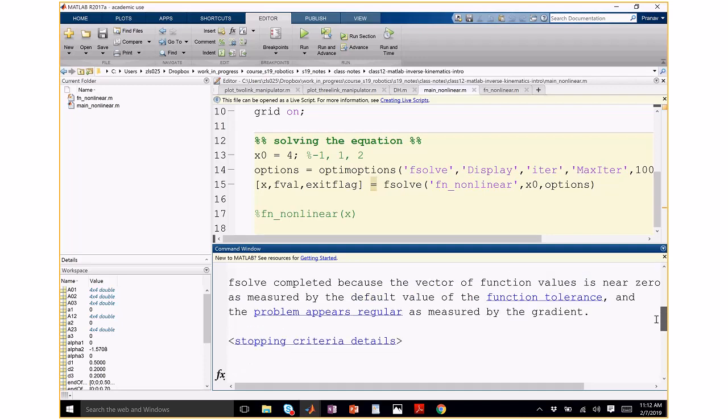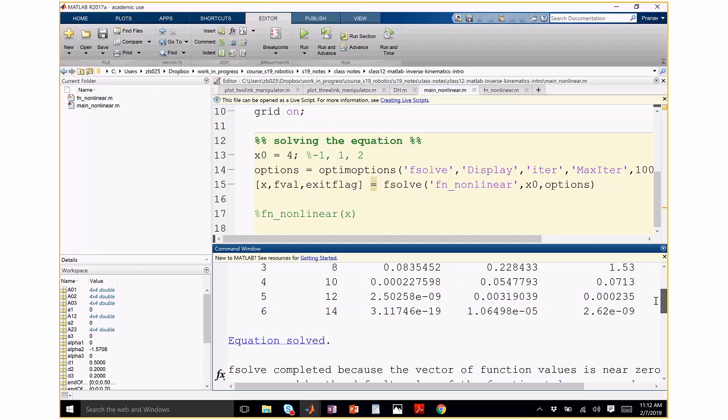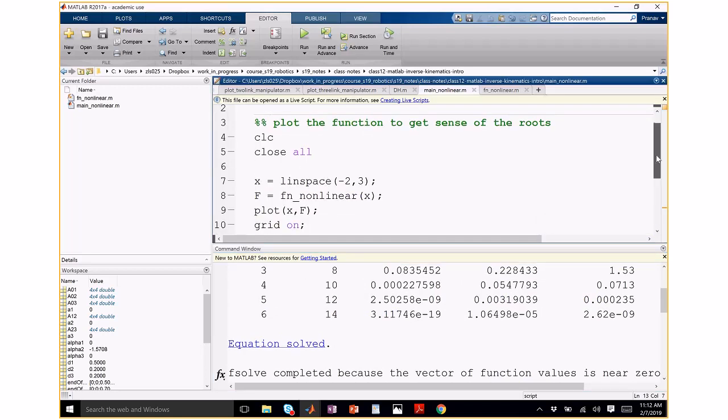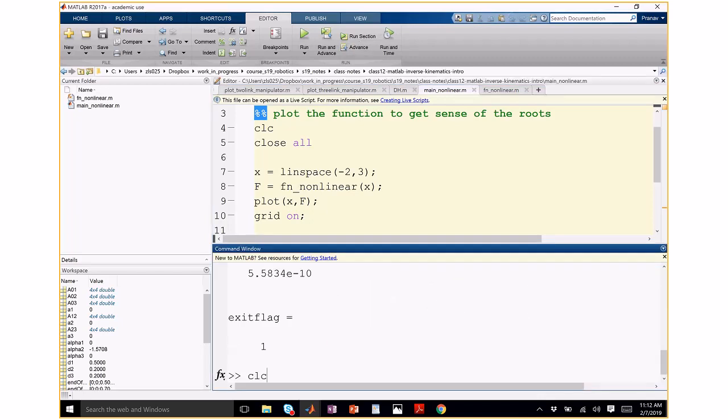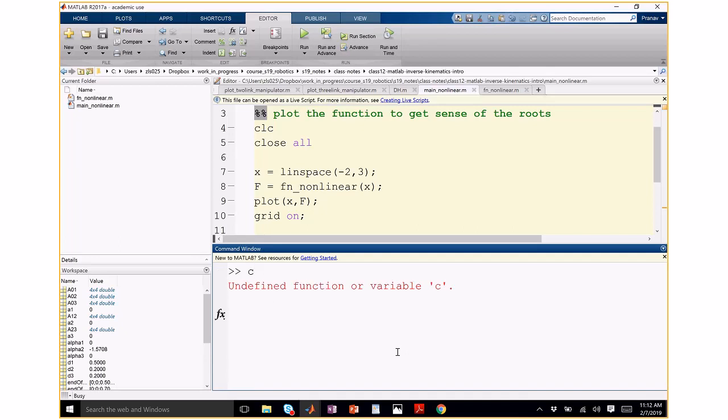Now, one more thing I want to tell you about Matlab. This is a fairly, well, maybe 5 years old feature. You do not have to run the entire code. You can run parts of your code. In order to do that, you need to put 2 percentage signs, and then you do run section. Let me do clc, clear all, close all. Okay, now I'm going to run only this section.